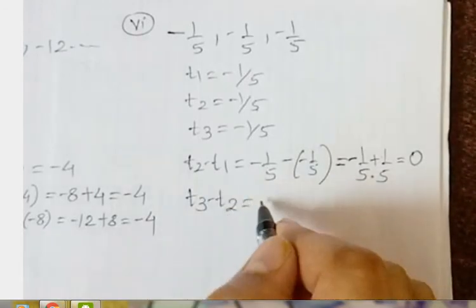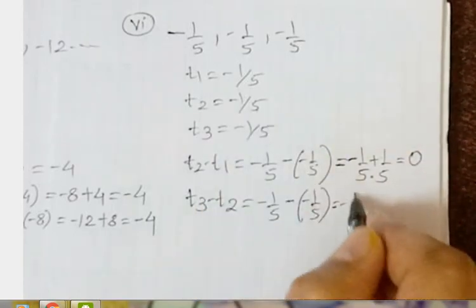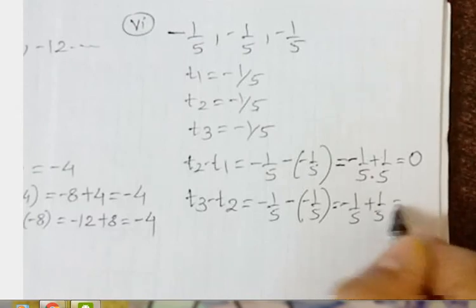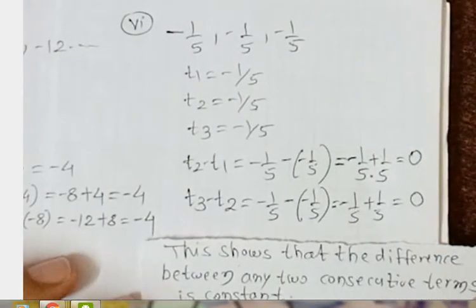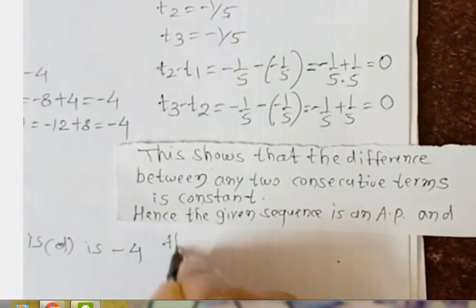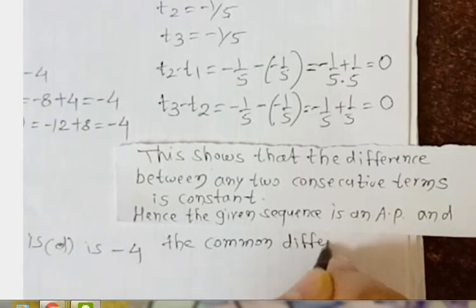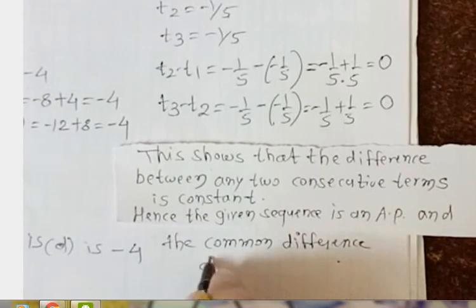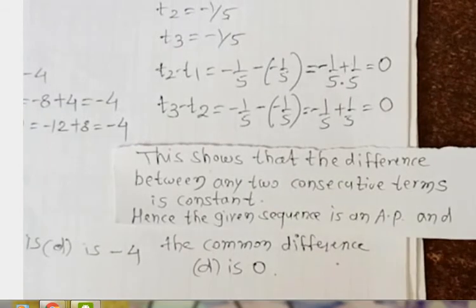Now T3 minus T2. T3 is minus 1 upon 5 minus T2 is also minus 1 upon 5, that is minus 1 upon 5 plus 1 upon 5. Here also 0. Now see, the difference between any two consecutive terms is constant. I write here, this shows that the difference between any two consecutive terms is constant, hence the given sequence is an AP, and the common difference D is 0.